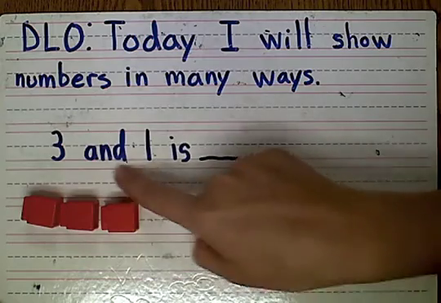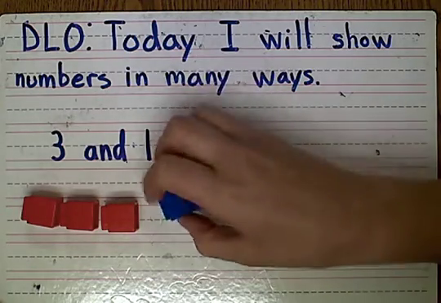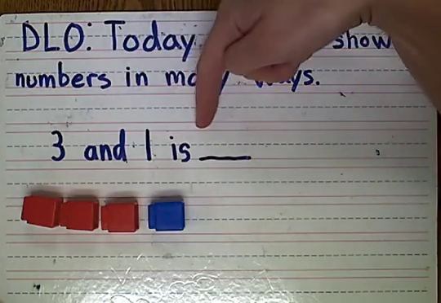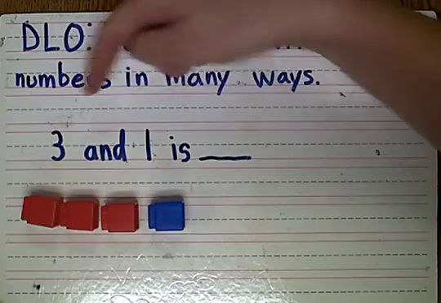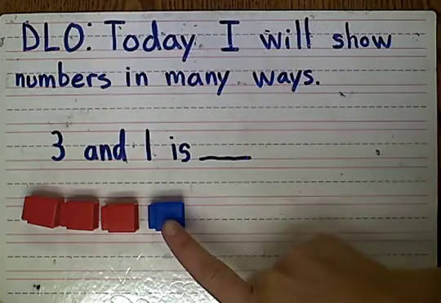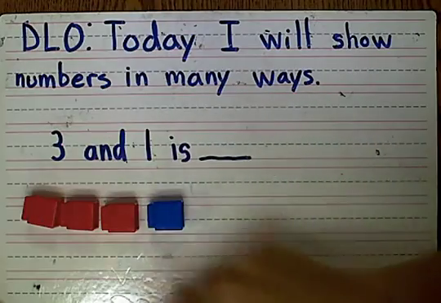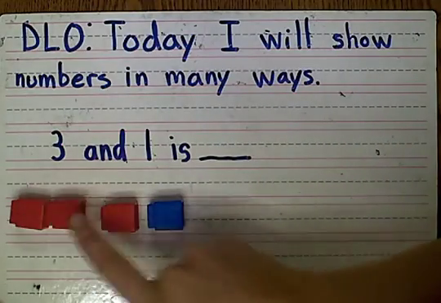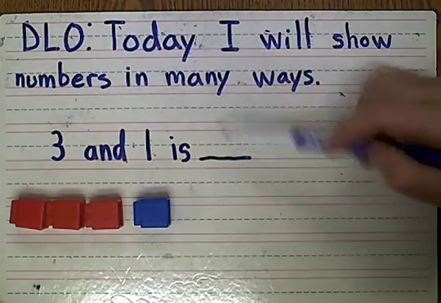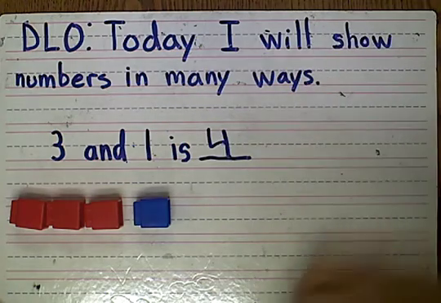I'm going to make my and number my different color, which is blue. I'll put them all the same way. 3 and 1 is blank. What number is it? Well, I have my 3 red. 1, 2, 3. I have my 1 blue. How many do I have all together? Let's count. 1, 2, 3, 4. So in the blank, I would write 3 and 1 is 4.